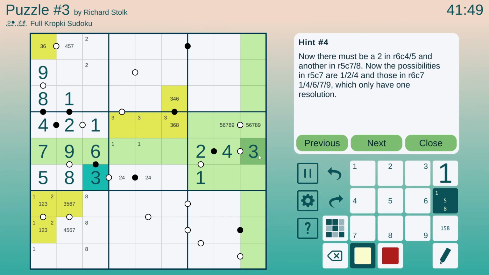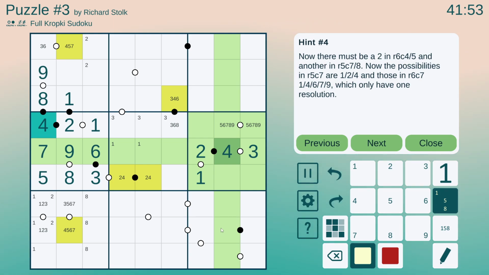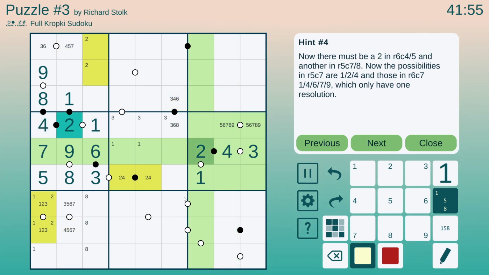I mean, the logic is so neat, but it's just been so long since I've looked at one of these. I forgot all the negative is like insane. It does so much to the puzzle.